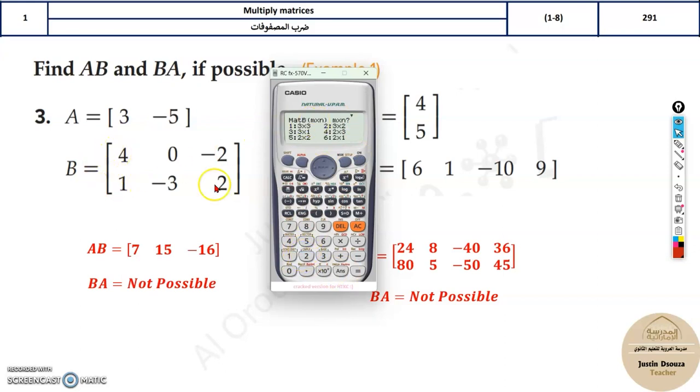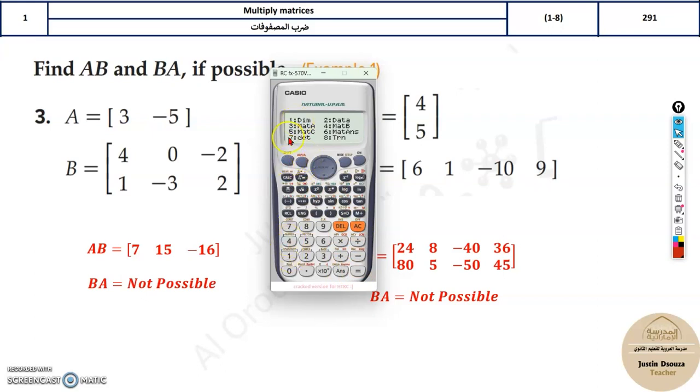And what's the dimension? It's 2 cross 3. So it is option 4. Now fill in the values. And 1, -3, 2. So all we need to do is, again, press AC. All the matrices are saved.